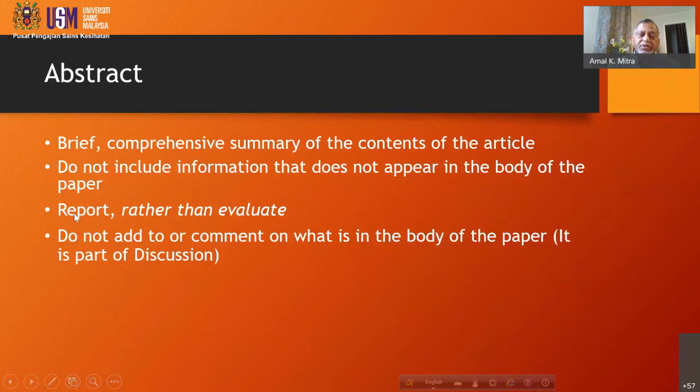So you report rather than evaluate. Do not evaluate. Evaluation part is in the discussion section, not in the abstract. That's the mistake people often do. So do not add to or comment on what is in the body of the paper. This is part of discussion, so it is not part of abstract. Abstract again is the gist of your main findings in the paper.